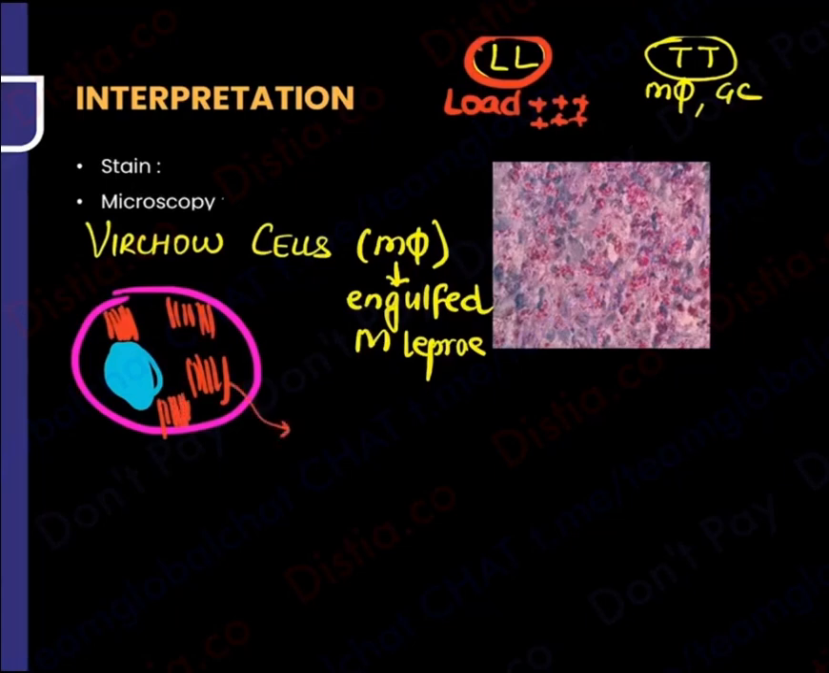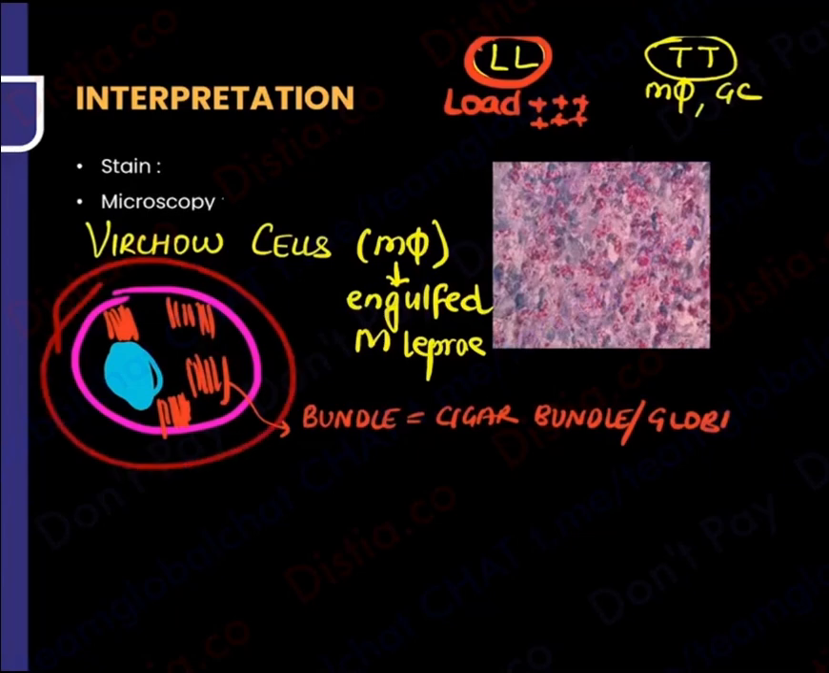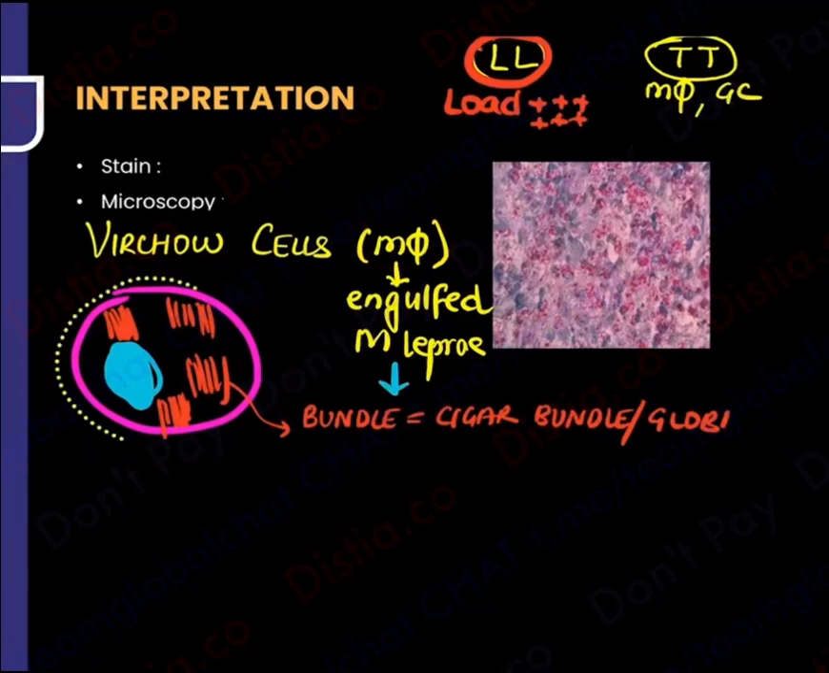You know what these bundles are known as? These bundles of the bacteria are known as cigar bundles. Like cigar or beedi comes in bundles. So it's known as cigar bundles, or it is also known as globi. So I can say this is a very big macrophage, and that macrophage has basically engulfed all of these cigar bundles. So this entire cell out here is known as a Virchow cell.